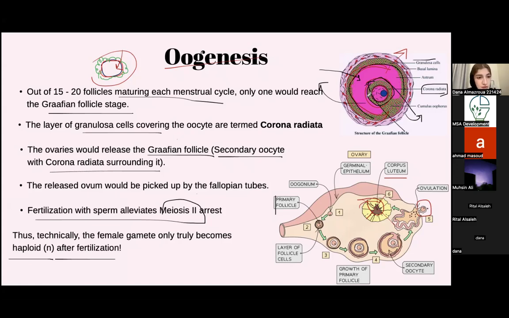So for fertilization, our secondary oocyte is the one that's being released. Yes, the secondary oocyte is the one being released, and it does not complete meiosis II, so it doesn't go from secondary oocyte to a mature ovum unless fertilization takes place. Exactly. Yes.